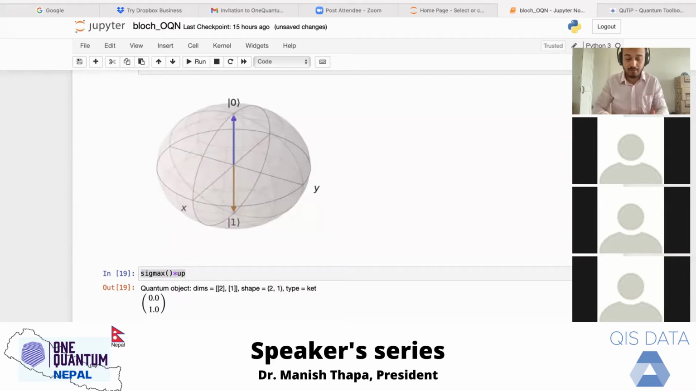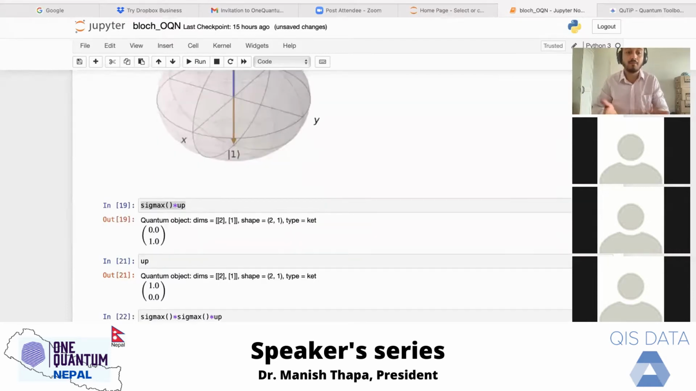Now let us apply sigma x up twice. Those still give you upstate, because like I said, if you concatenate sigma x twice, it's going to give you unity, which does nothing, right? And that is good. So I guess this is a very simple example.